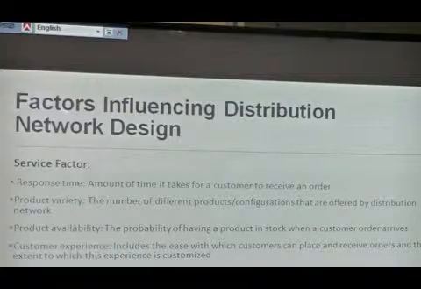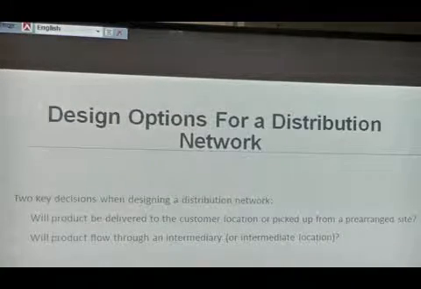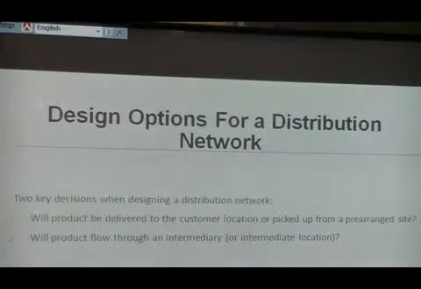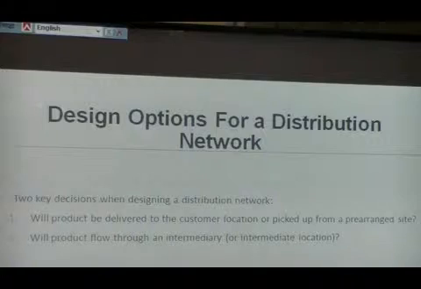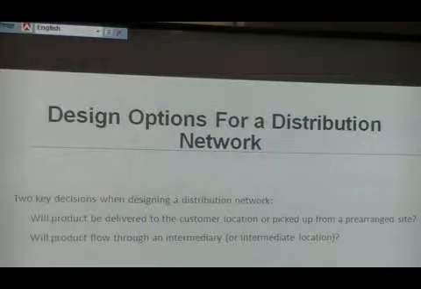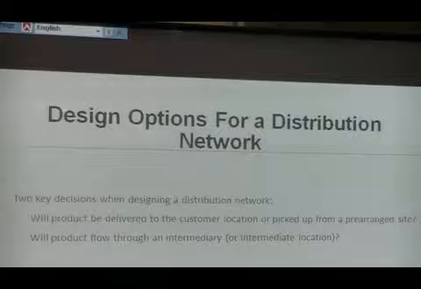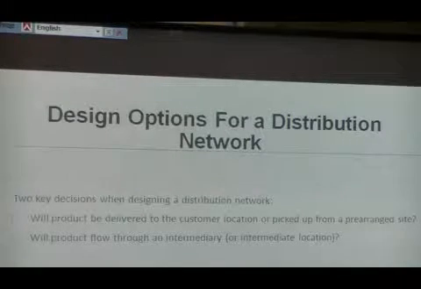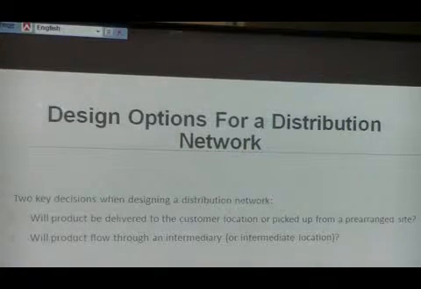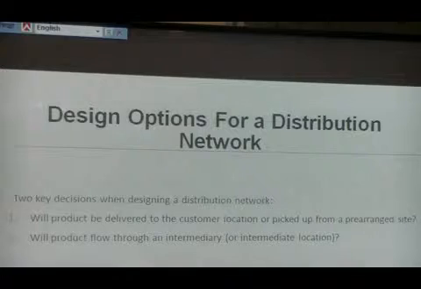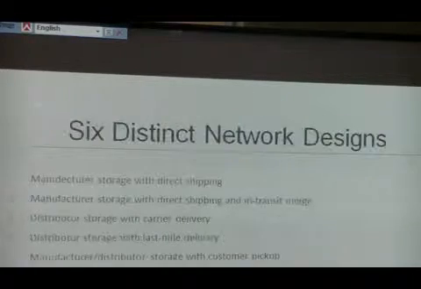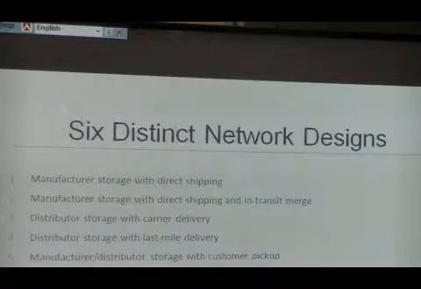Now, as we go further, we still have to ask 2 questions, and based on these, we can reach those 6 distinct network designs that we'll be talking about. First, will the product be delivered to the customer location or picked up from a pre-arranged site? And the second question is, will the product flow through an intermediary or intermediate location? We can answer these 2 questions, and depending on the industry, we can then reach the 6 distinct distribution network designs, as you can see.